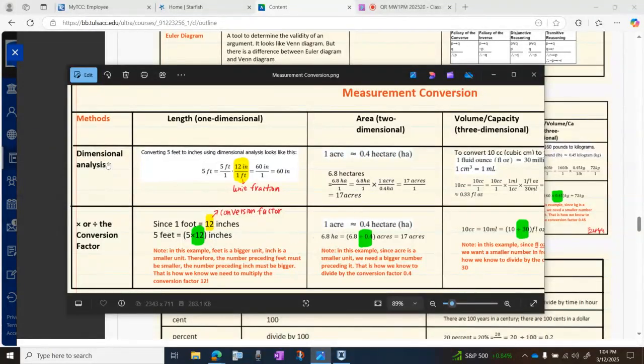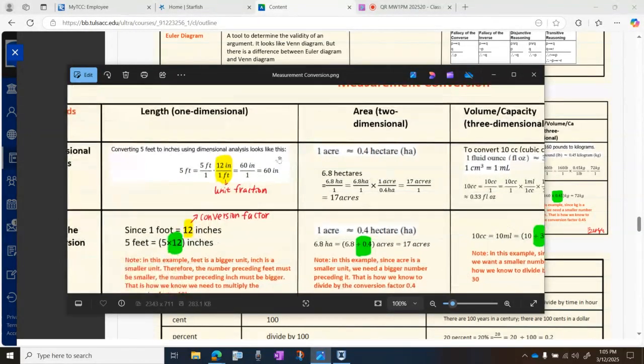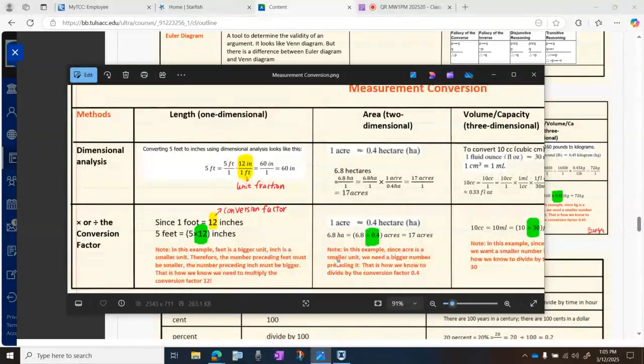The first method is from the book. The name of the method is called dimensional analysis. You will see that when you work on Pearson. But we are not learning that method. The reason is that method uses fractions all the time, so it's not a very efficient method. Instead, the second method, my method, is a very good method. All right. So firstly, I'm going to introduce what is my method.